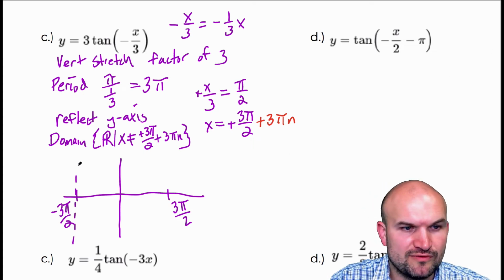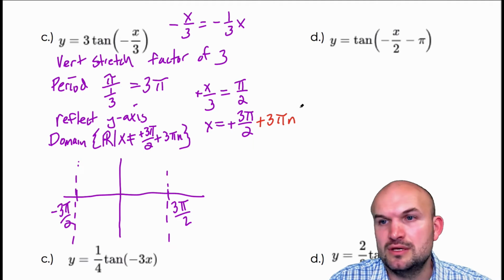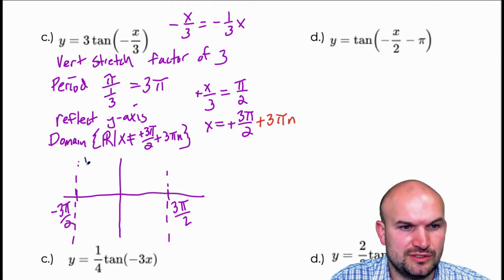And then there are no more vertical shifts up or down. So now my graph is basically just going to look like this. It's going to be looking in the opposite direction.